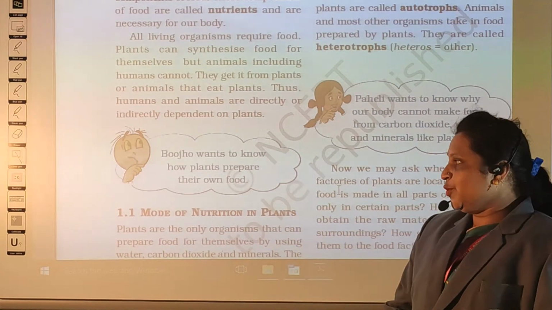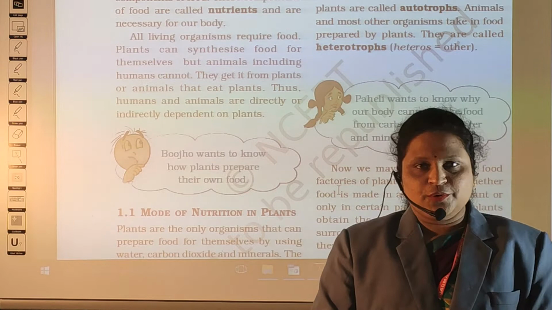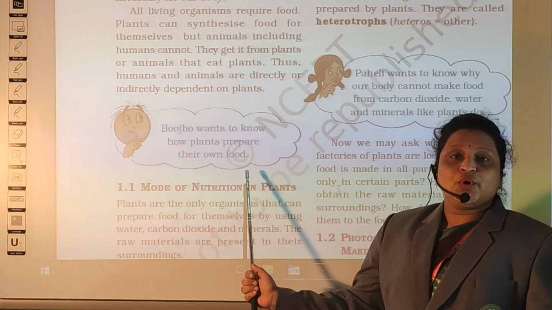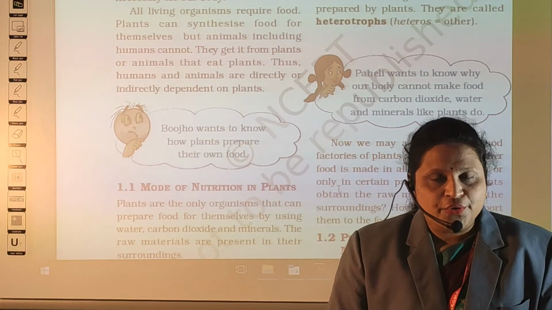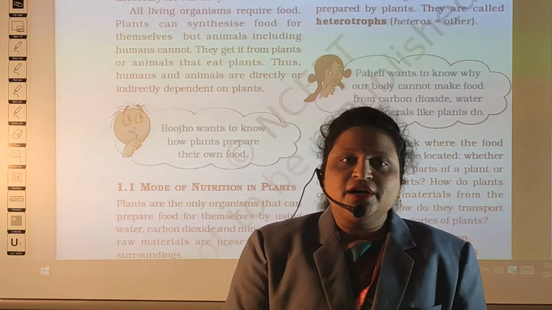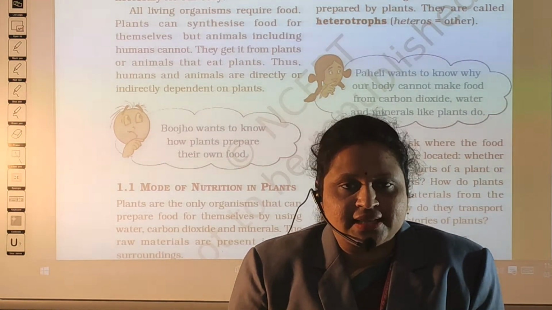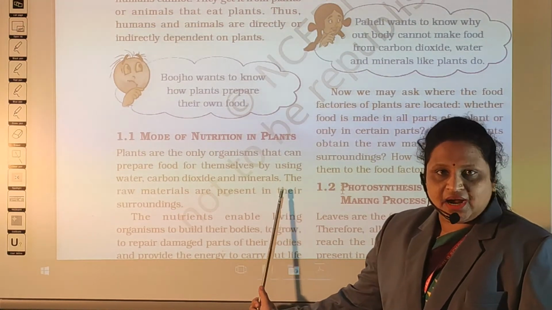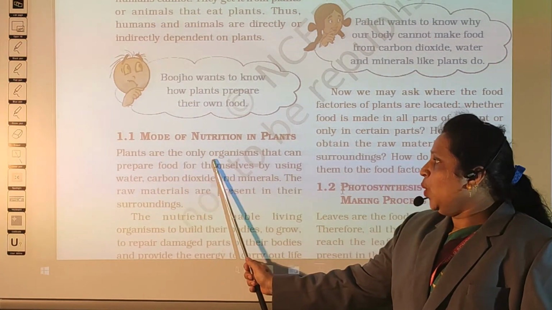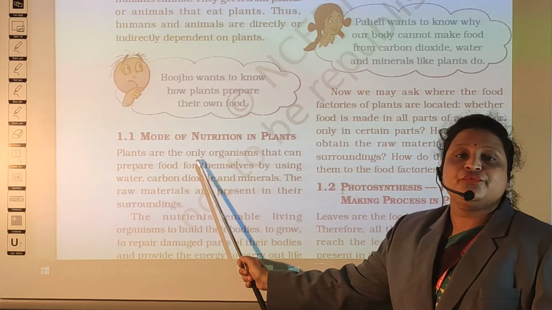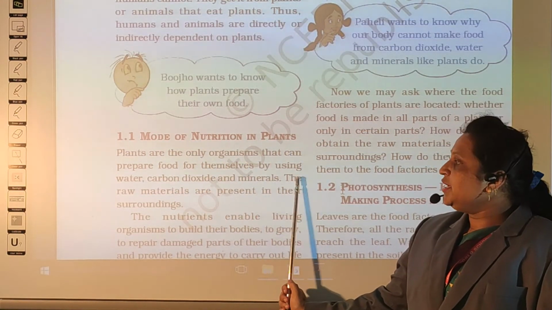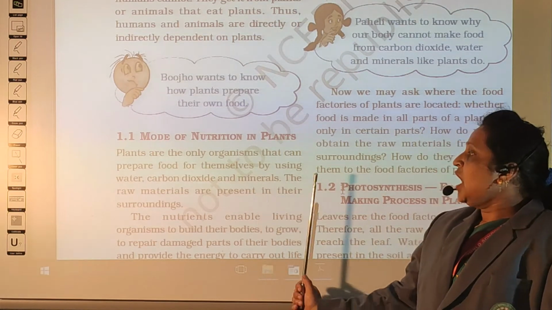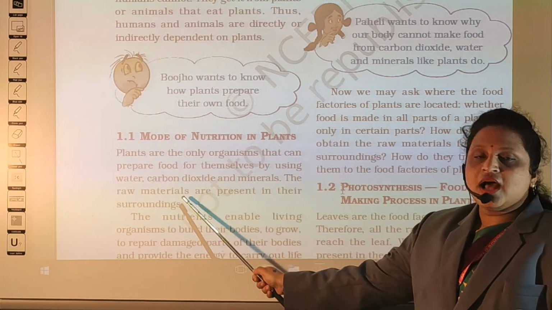Now Guju wants to know how plants prepare their food. The same question may also be in your mind. Guju also wants to know how plants make their own food. So plants make their food by the process of photosynthesis. What is meant by photosynthesis? It is the mode of nutrition in plants. Plants are the only organisms that can prepare their food by themselves, using water, carbon dioxide and some types of minerals. The raw materials are present in their surroundings.